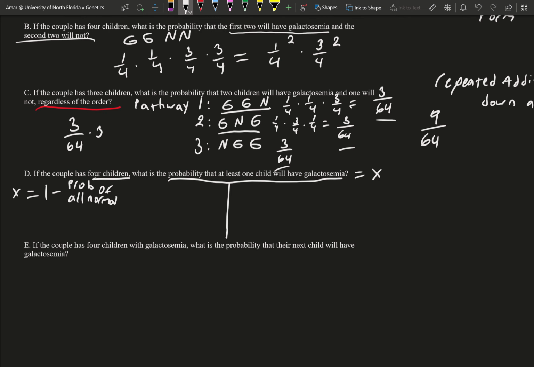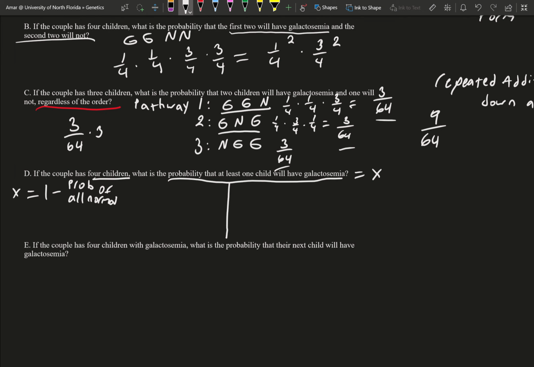The reason why we're doing 1 minus the probability of all normal kids is because these normal kids do not have the galactosemia trait at all. And if we have just a single individual that has galactosemia out of the 4, then we have a situation where at least one has the galactosemia trait.